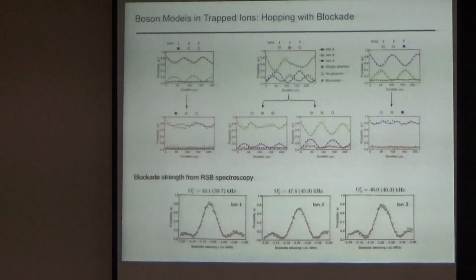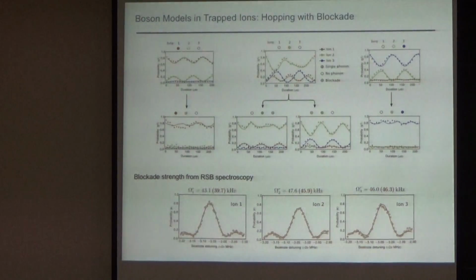Are the lines guides to the eye or fits? It's kind of confusing. Dots are data, the lines are fits. Okay, so there is a simulation and then there is a fit. The simulation assumes, so there are other calibrations that we do in order to find out how purely we prepared the local phonon states, and we take that into account in the simulation to tell us what sort of hopping we should see. And these are the plots.